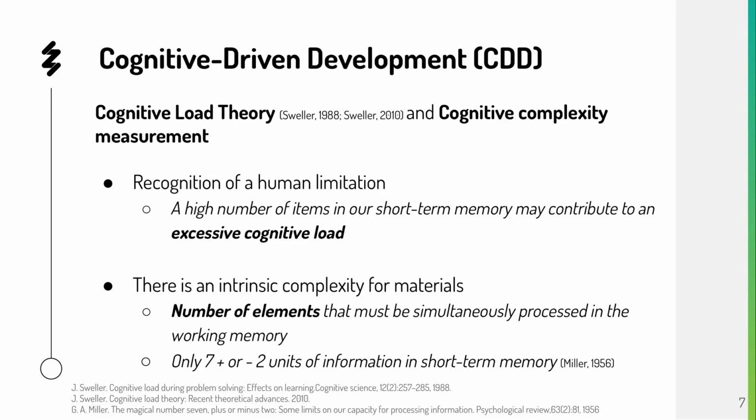We found in the cognitive psychology field some studies highlighting Sweller's works about the recognition of a human limitation to deal with a high number of items in our short-term memory, and that there is an intrinsic complexity for materials. Problems that require a large number of items to be stored in short-term memory may contribute to excessive cognitive load. Experimental studies performed by Miller have suggested that humans are able to hold only 7 plus or minus 2 units of information in our short-term memory, an important work in the psychology area known as the magic number 7.